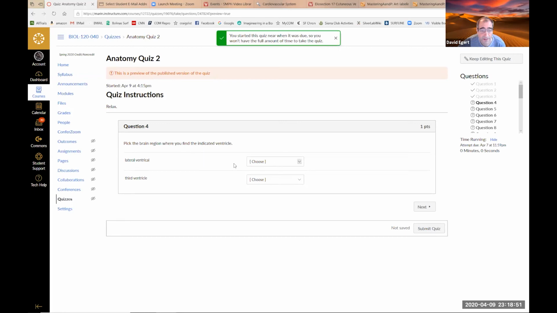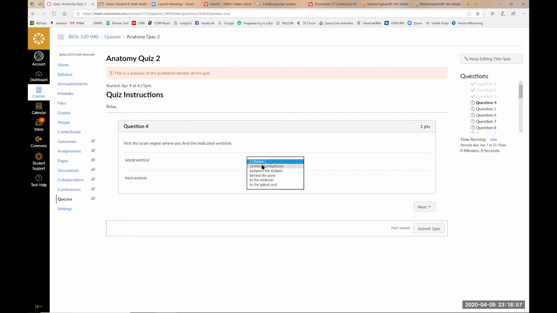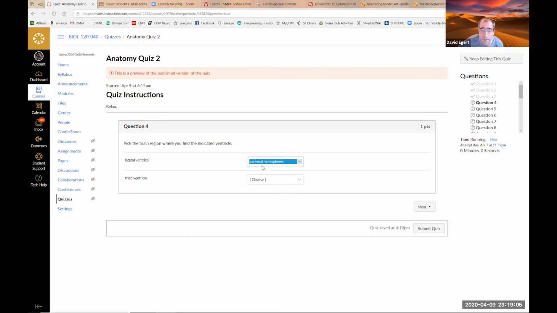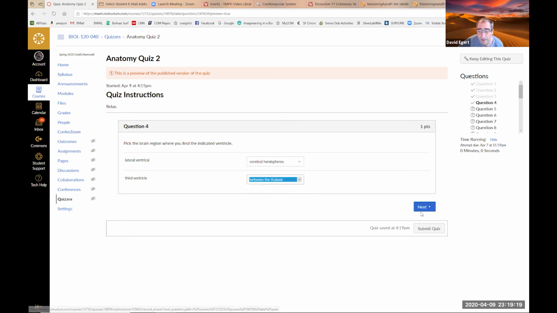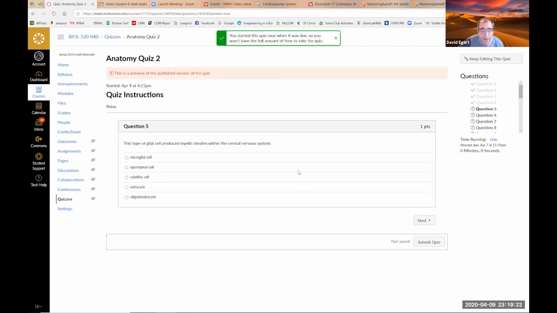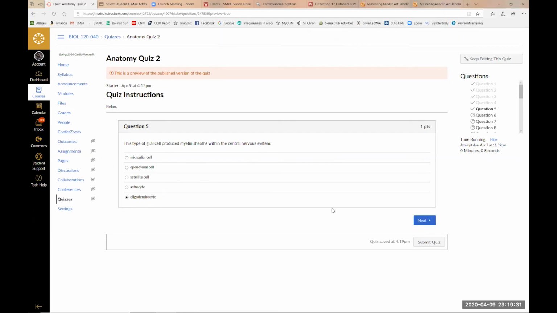And lateral ventricle. Where do we find the lateral ventricle? In the cerebral hemispheres. That's the one that extends out into that big weird C-shaped looking thing. And then third ventricle: in between the thalami. The right and left thalamus are the two walls of the third ventricle. The glial cell that makes myelin sheaths: oligodendrocytes.